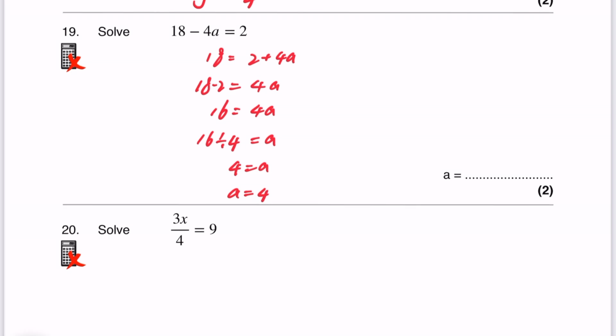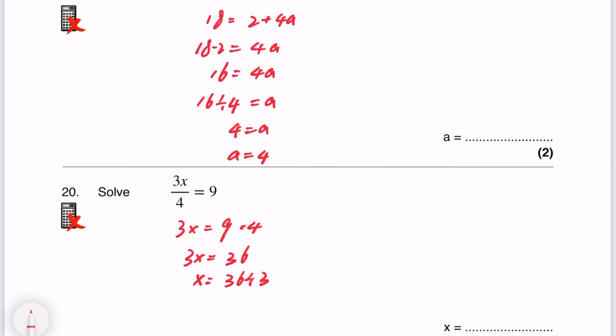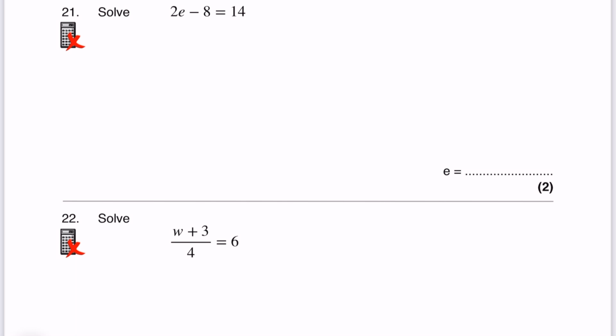Okay, and then let's move on to question 20. Do the rearrangement first. 3x equals 9 times 4, 3x equals 36, x equals 36 divided by 3. The final answer is x equals 12. For question 21, 2e equals 14 plus 8, 2e equals 22, e equals 22 divided by 2. And the final answer is e equals 11. Let's move on to question 22.